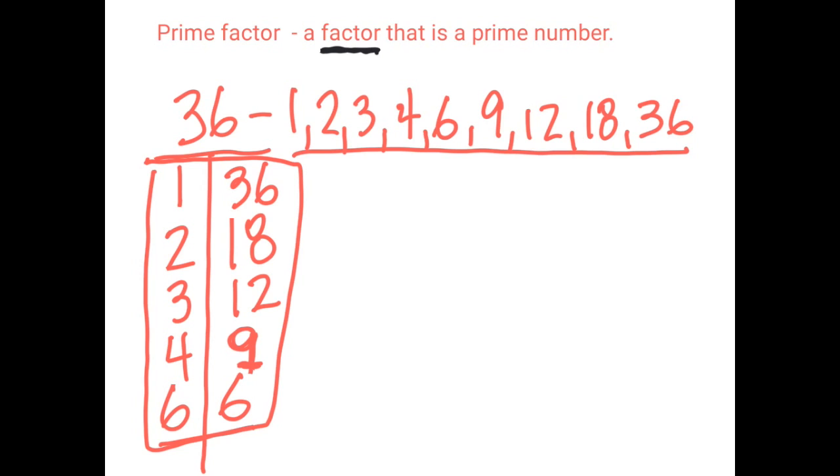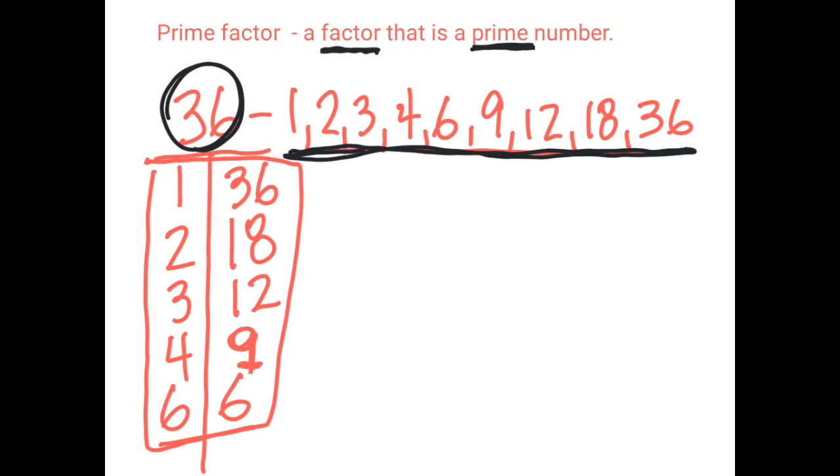So for example, we have the number 36 here. All of our factors, all the numbers that when we multiply them together make up 36, are right here. They're 1, 2, 3, 4, 6, 9, 12, 18, and 36. Well, I'm looking for a prime factor. So within these factors, I'm looking for all the numbers that are prime numbers.